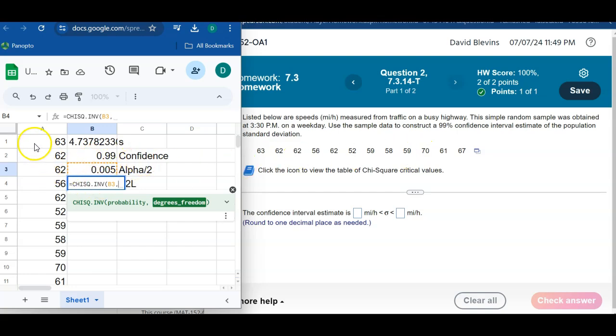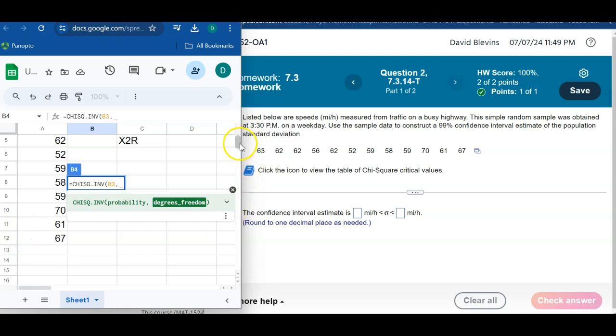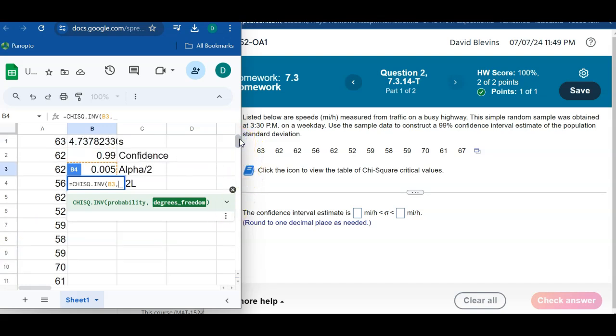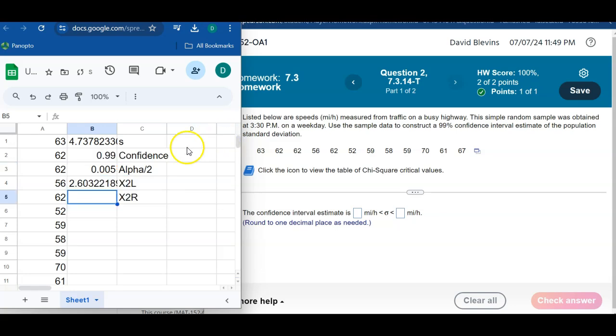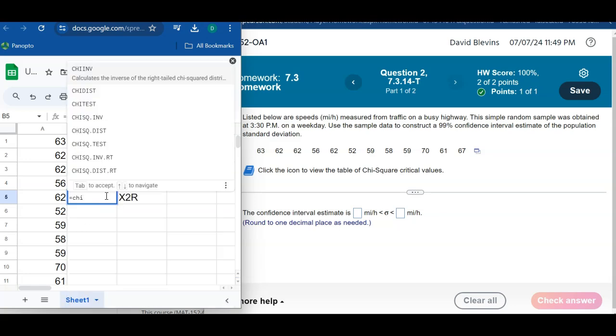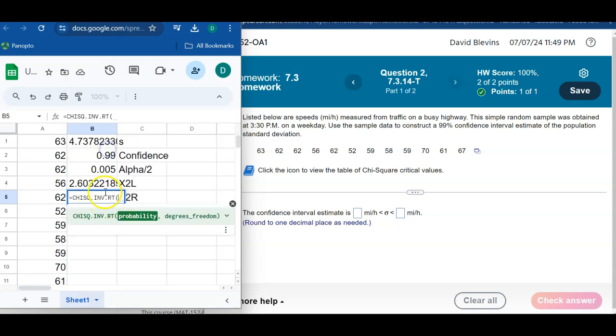So you can see over here I started at 1. It goes down to 12. So that means my sample size is 12. My degrees of freedom then is 11. All right, so there is the lower chi-square. The upper chi-square, same thing. I'm going to do equals chi.inv.rt. Right, probability is still the alpha over 2. My degrees of freedom is still 11. So there's my lower, there's my upper.